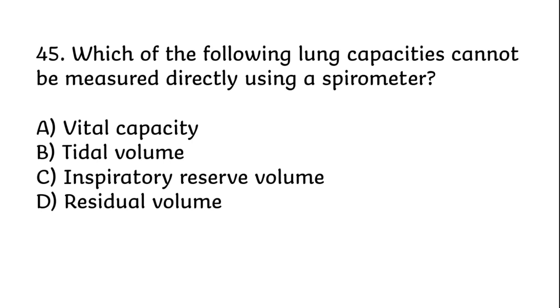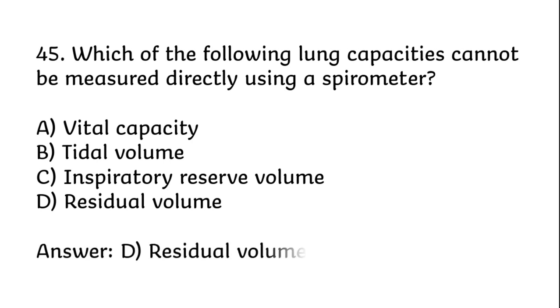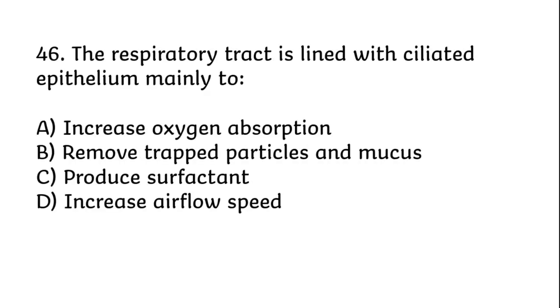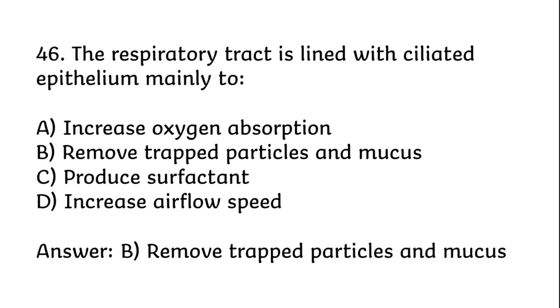Which of the following lung capacities cannot be measured directly using a spirometer? Correct answer is residual volume. The respiratory tract is lined with ciliated epithelium mainly to. Correct answer is remove trapped particles and mucus.